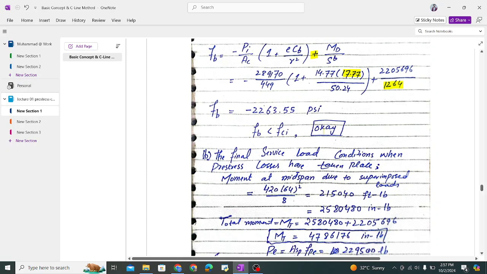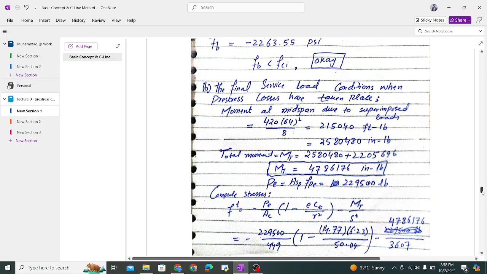Let's apply a check for the bottom fiber. So here also it's okay. Let's move to the second condition. In the second condition, the final service load condition, the pre-stress losses have taken place.